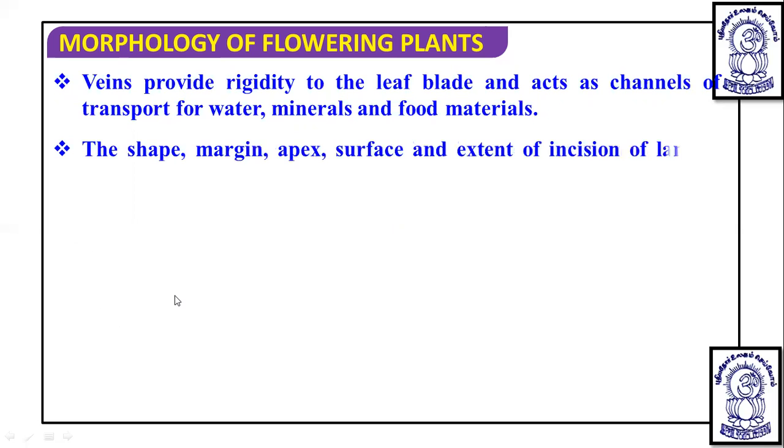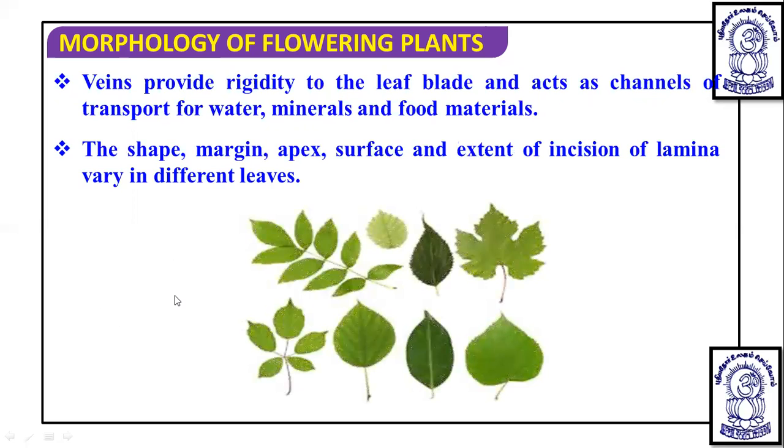The shape, margin, apex, surface, and extent of incision of lamina vary in different leaves. When we compare different leaves, we will find different shapes. They have a different margin. They have a different tip or apex. They have a different surface, and the incisions or cuttings in the lamina are of very different kinds. So you can see these different shapes of leaves. You can see here, this is the cutting, this is known as incision. What is incision? Incision is nothing but this one. Such cuttings are known as incision.